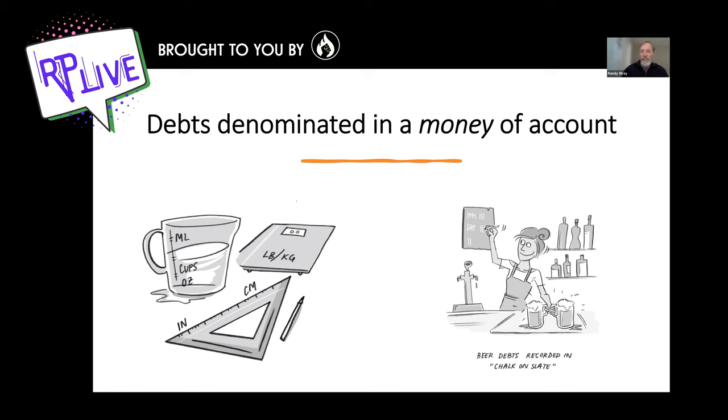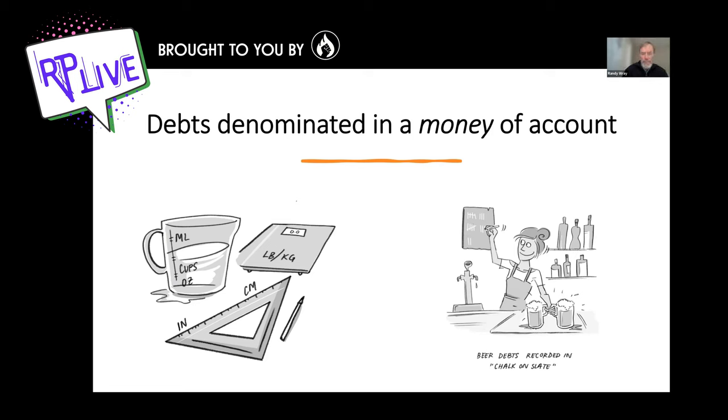That was the leap that probably was made by Mesopotamians, okay? We can compare things that have nothing obvious in common using this measuring unit, money. And so I show here the alewife in Babylonian times who makes the beer and sells the beer. And when you drink a few beers, she records your debt on slate, chalk on slate behind the bar.